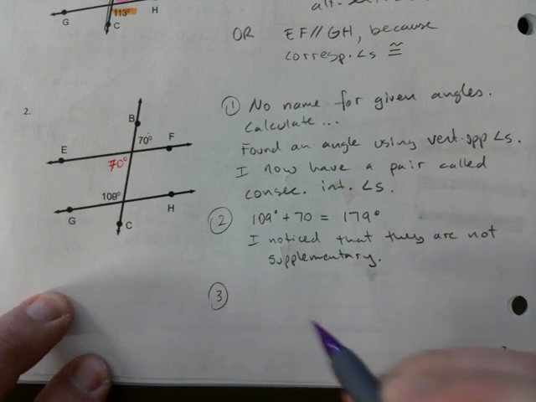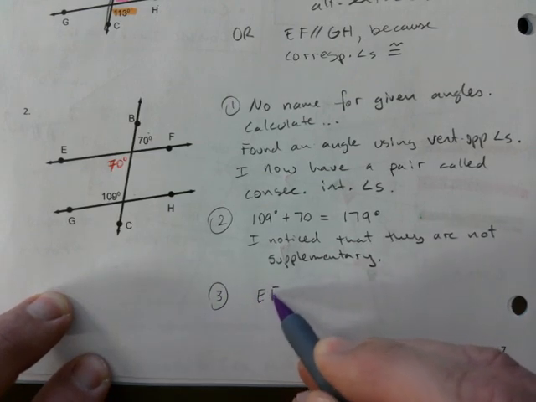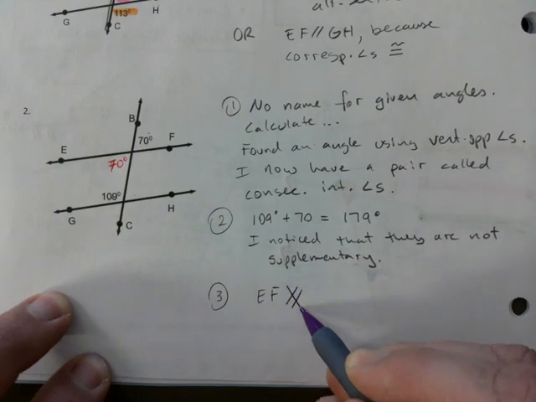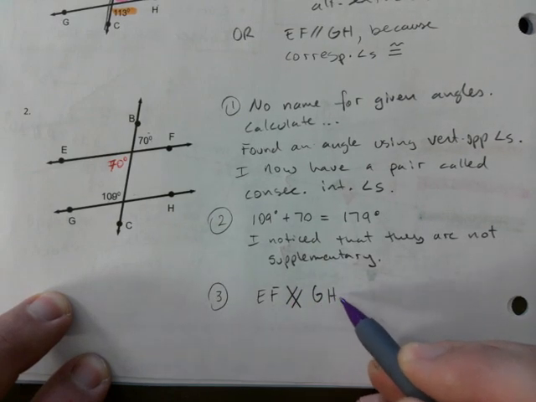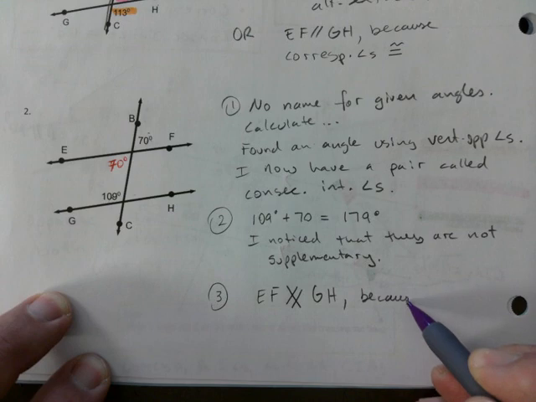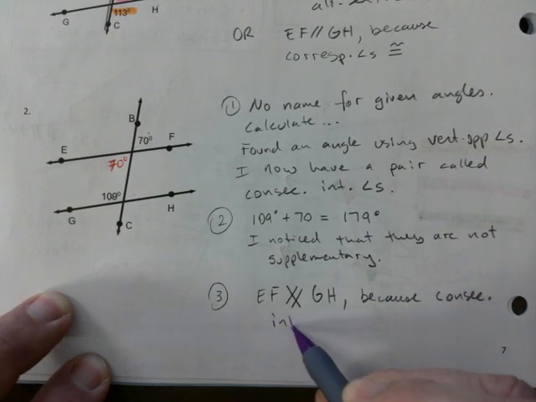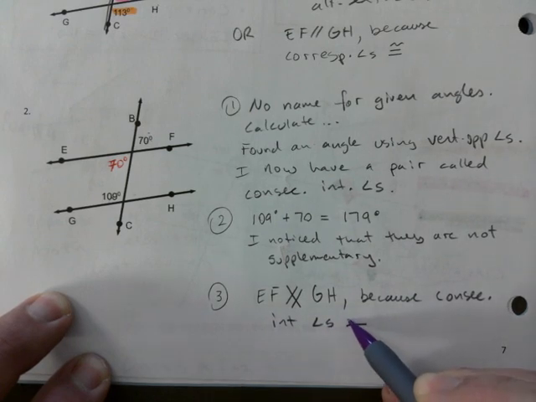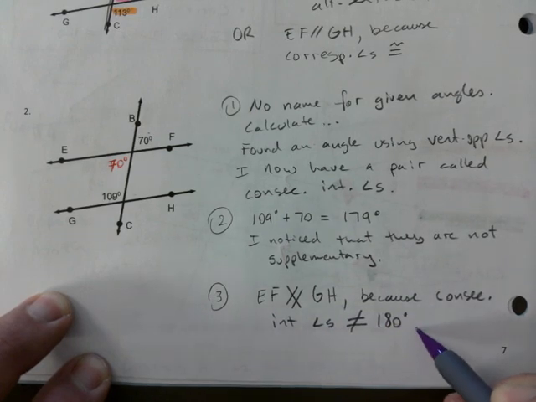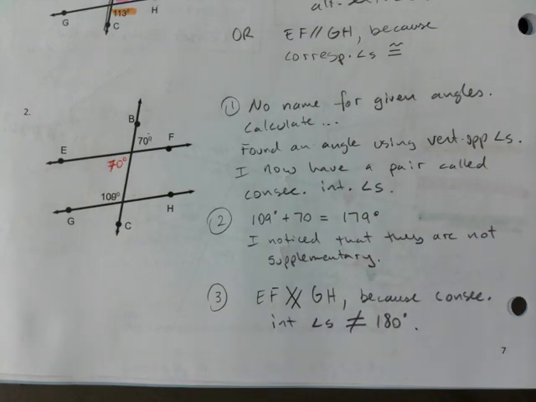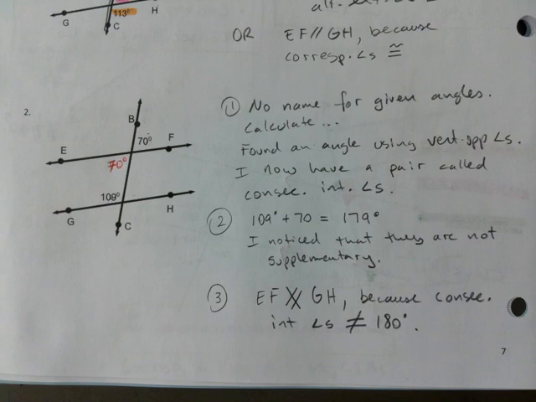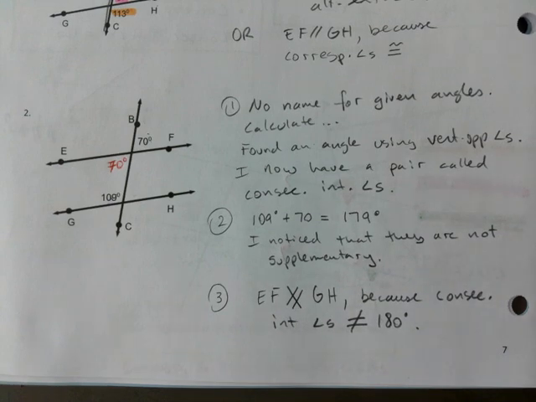Okay. So the last step is you're going to say EF is not parallel to GH because consecutive interior angles are not equal to 180, are not supplementary. I'm okay with that.